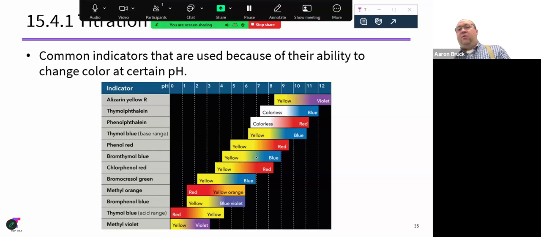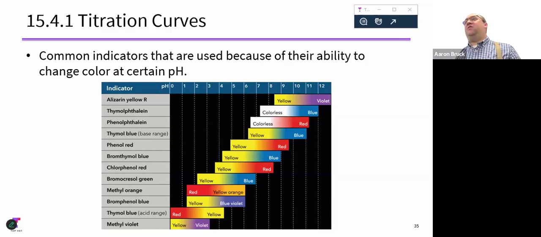But we do run into problems with those indicators in that we're going from one color to another. So there's going to be a transition point in between where there's a blend of colors. So for phenol red, the in-between state is yellow to orange to red. How do I know the transition between orange and red, or yellow to orange for that matter? As you might guess, the shades of difference are subtle.